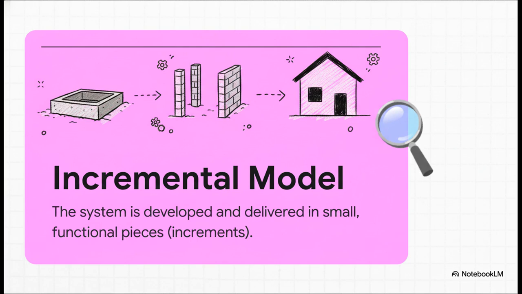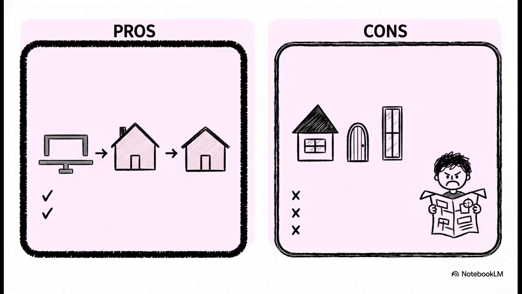Here, the focus is on delivering usable, functional chunks of the final product. So let's go with a house analogy. First, you deliver a working kitchen. Then you deliver a working bathroom. Each delivery, or increment, adds a new, complete, and usable piece of the final house. The real beauty of this is that the customer gets something valuable they can start using right away.